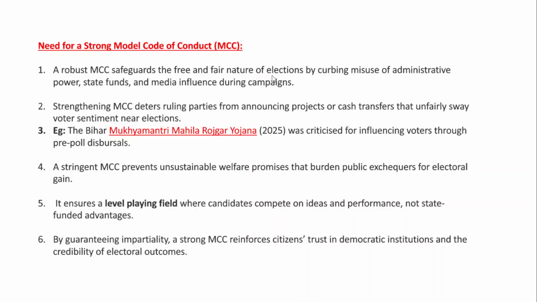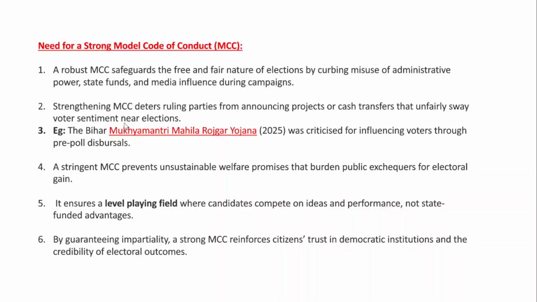Now the objective is conducting elections in a free and fair manner by curbing misuse of administrative power, state funds, and even media influence during the campaigns. However, strengthening the Model Code of Conduct will deter the ruling parties from announcing new projects, because the Model Code of Conduct clearly mentions that the ruling party and its ministers cannot announce new projects and grants for any such projects or welfare programs. So therefore, the government will not misuse the official machinery. It will not announce new projects. It will not announce the cash transfers that unfairly sway voter sentiment near the elections.